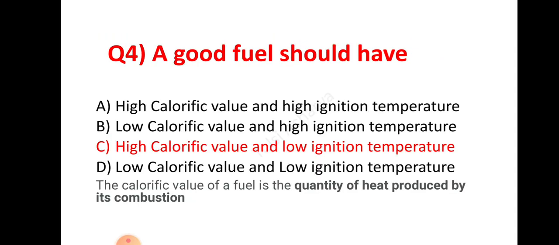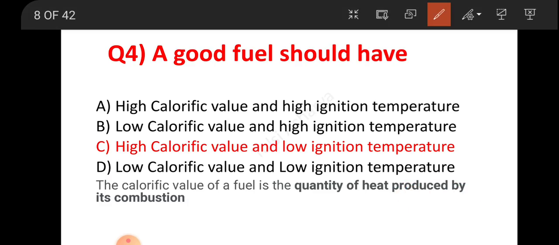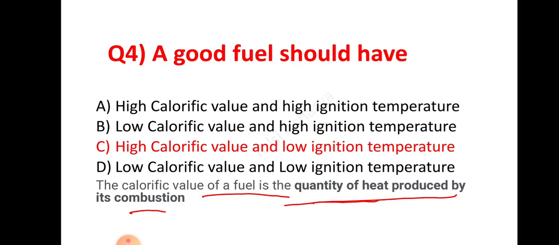Now let's move to question number 4. A good fuel should have, we know that a good fuel should have high calorific value and a low ignition temperature. So what is the meaning of calorific value? Calorific value of a fuel is the quantity of heat produced by its combustion. When that amount of fuel is burnt, the amount of heat produced is called calorific value. So a good fuel must have high calorific value and low ignition temperature.